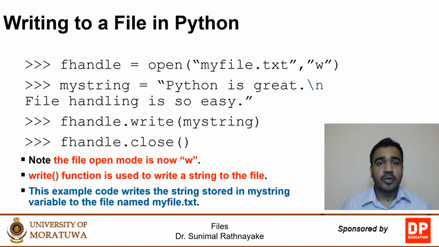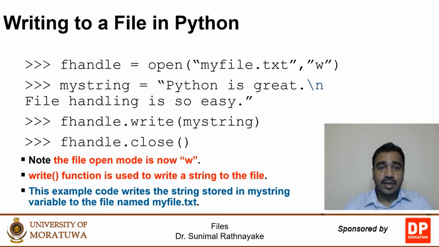Now that we know how to read files in Python, let us learn how to write to a file in Python. To write a file, we have to open the file in the write mode. To do that, we can specify the mode as w while calling the open function. Once opened, we can use the function write to write a given string to the file.